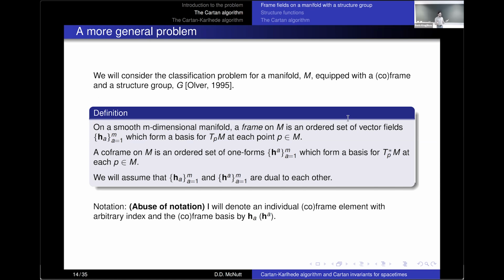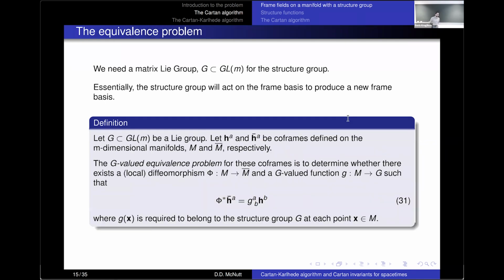If I were to write these out as matrices, they're inverse matrices of each other. And as a piece of notation, because curly brackets are kind of annoying in LaTeX, I will denote an individual coframe element with an arbitrary index and the frame basis by H_A downstairs, and similarly for coframes. It'll be clear when I actually am using an individual element. Okay, so I can move on to what the structure group is, and I can actually formulate what the equivalence problem is.